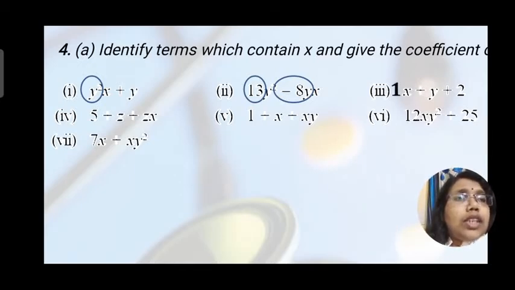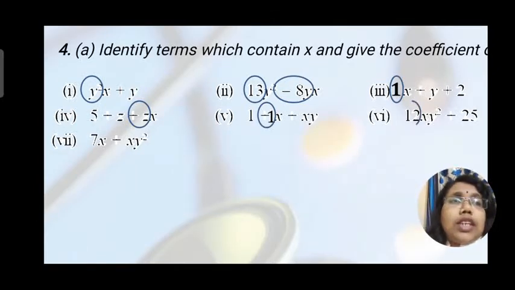Again x plus y plus 2. So the coefficient is 1 and it has to be circled. Then 5 plus z plus zx. So here the coefficient for x is z. And then 1 plus x plus xy. So here the coefficient for x is 1 and then we are circling it. Again plus xy, the coefficient here is y, and then 12xy squared. Now here 12xy squared has x in it, so leaving x, whatever is there in that term has to be its coefficient.